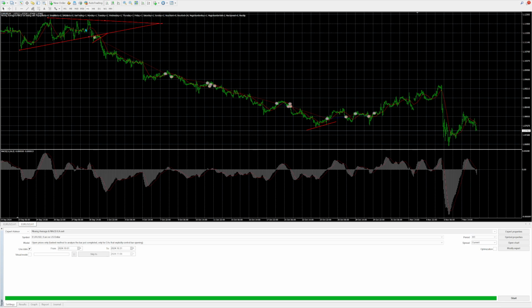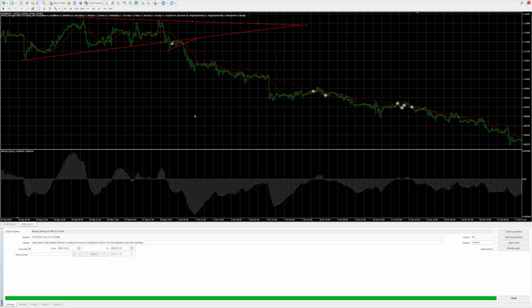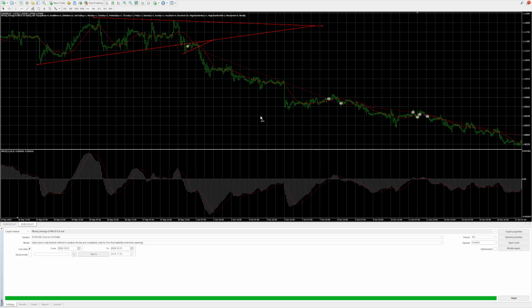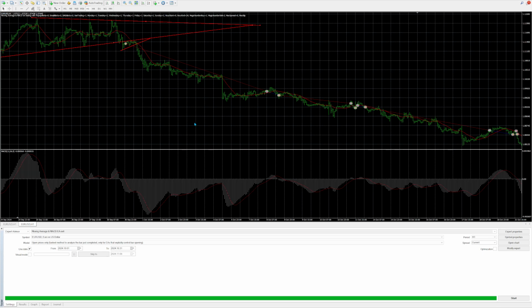Appreciate I've gone off on a tangent a bit there, but I just wanted to show it'd be rude for me not to point out, you know, what I can see on the chart. I'm not just going to turn around and say, yeah, this EA is amazing.